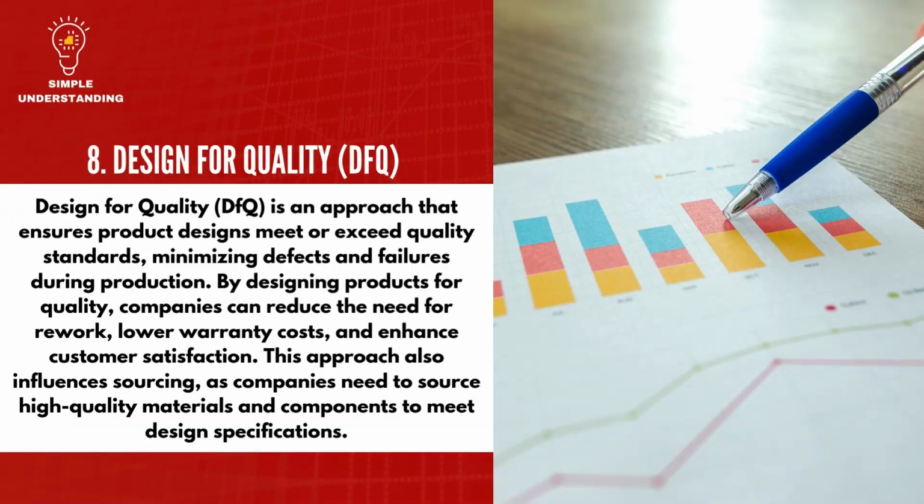8. Design for quality (DFQ). Explanation. Design for quality (DFQ) is an approach that ensures product designs meet or exceed quality standards, minimizing defects and failures during production. By designing products for quality, companies can reduce the need for rework, lower warranty costs, and enhance customer satisfaction. This approach also influences sourcing, as companies need to source high-quality materials and components to meet design specifications.